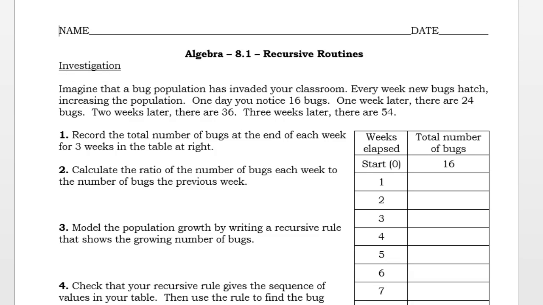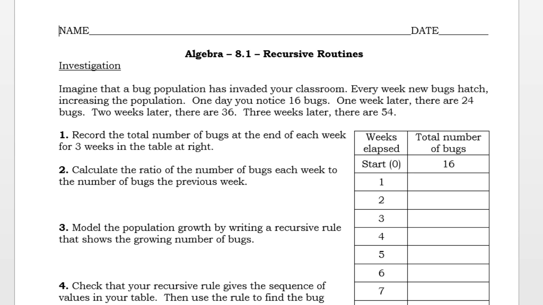This is Algebra Lesson 8.1, Recursive Routines. Imagine that a bug population has invaded your classroom. Every week, new bugs hatch, increasing the population. One day, you notice 16 bugs.